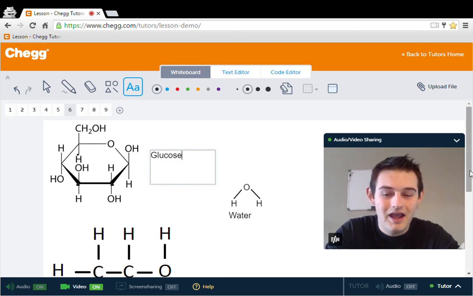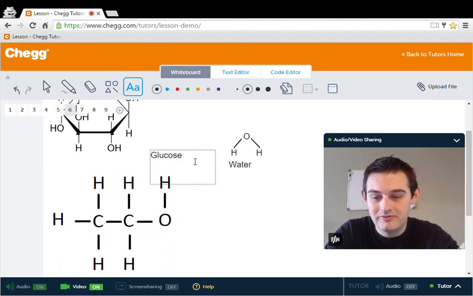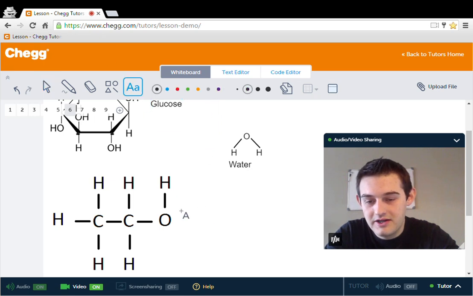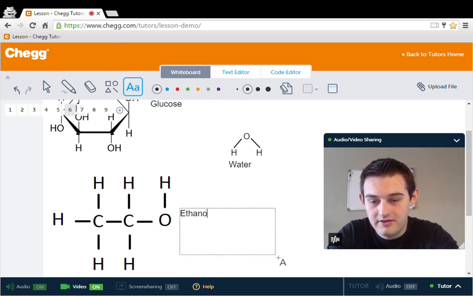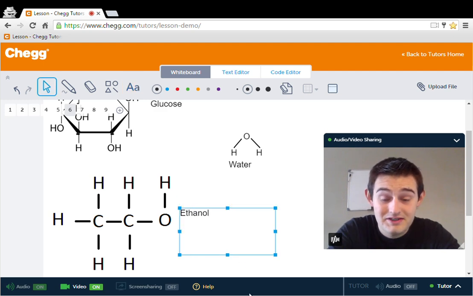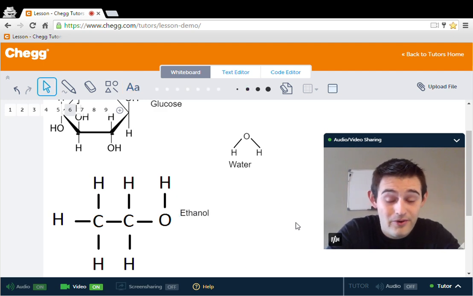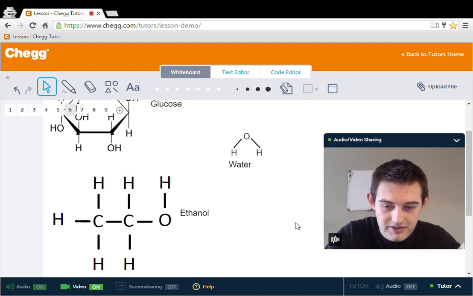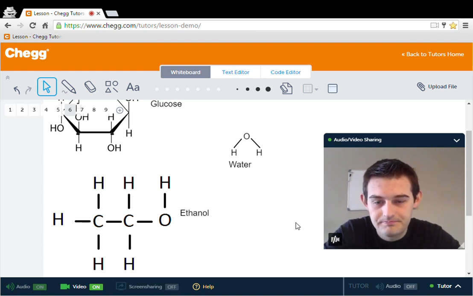Okay. And now down here we have another molecule, and let me move this real quick. Okay. And this right here is called ethanol. So ethanol is the major component of alcohol and what makes you and I get drunk when we drink. Hopefully you don't, but if you do. Anyway, so ethanol is the intoxicating substance in alcohol.